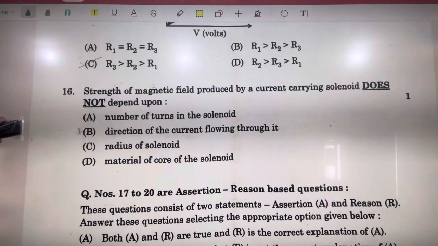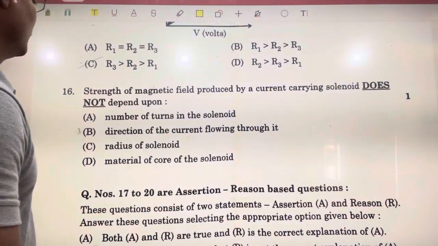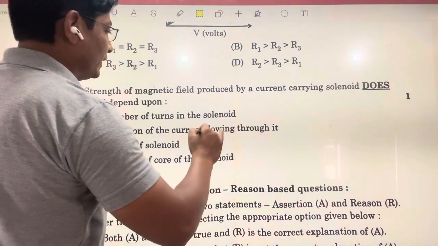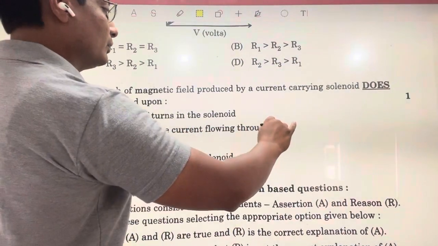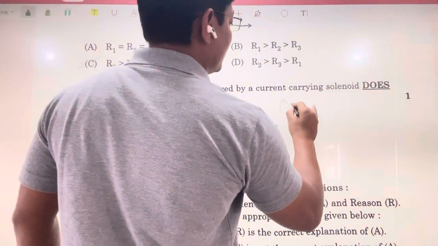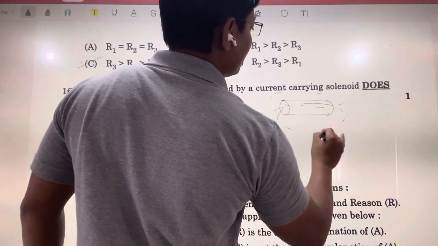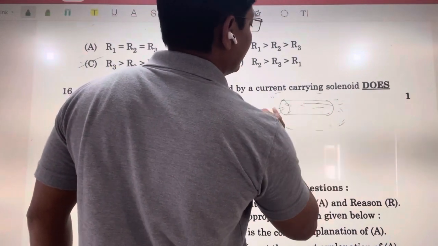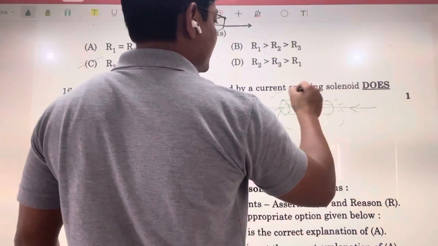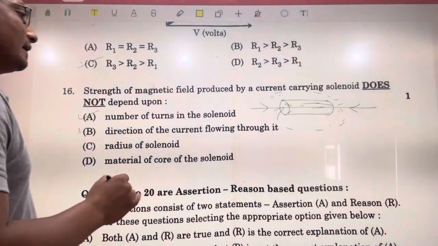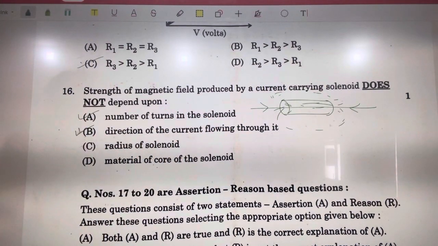Then the 16th question: the strength of the magnetic field produced by a current carrying solenoid does not depend upon the number of turns in the solenoid. No, it depends on the number of turns, so that is not correct. The direction of the current flowing through it: here you see the direction of the current does not affect the magnetic field produced. Either the current is moving from this side to that side or that side to this side, the strength is going to remain the same if the current magnitude is the same. Therefore this option you have to select.